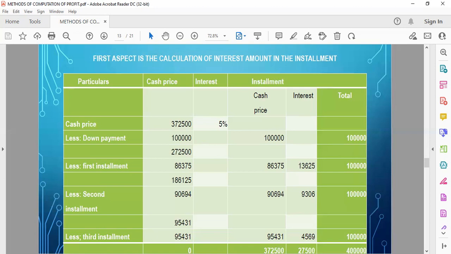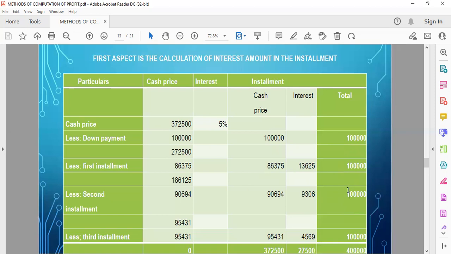So we are going to give the whole amount. This is the third installment, 95,431. For this also, 95,431 into 5 by 100, we calculate 5% interest from this amount. How much is the amount? 4,569. When you put the total in the total column, adding this amount, you will get 1 lakh.